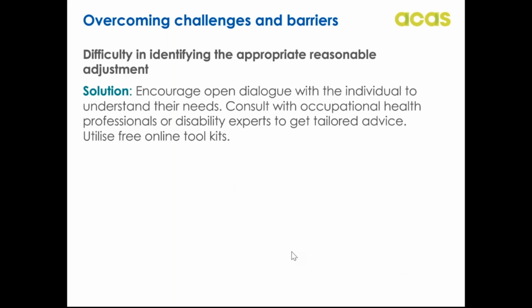So employers may experience difficulty in identifying the appropriate reasonable adjustment. As mentioned previously, work together with your employee to agree reasonable adjustments. They are best placed to know what will support them. Their experience of the disability will be different to someone else's experience with the same disability. Take mental health, for example. Everyone's experience of mental health is different, and mental health can fluctuate over time. This means that identifying, agreeing, and monitoring reasonable adjustments can take time. It also relies on open, honest dialogue with support from occupational health professionals or disability experts giving tailored advice.